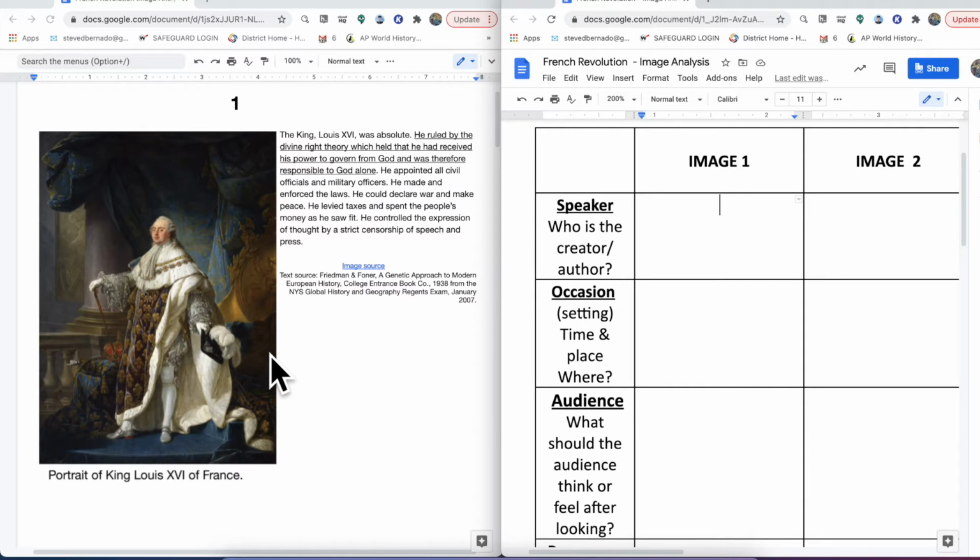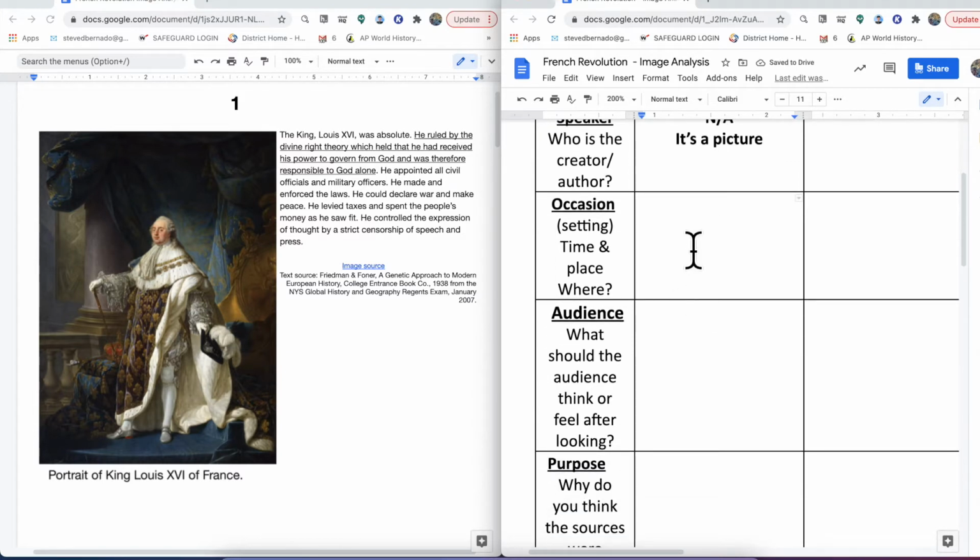So that's a textbook. Okay, number 1, who's the speaker? There is no speaker, so put N-A. That's not applicable. There is no speaker. It's a picture. Okay. Now the occasion, the time and the place. Well, this is France. Does it give a time? It does not give a time of when this was painted, so we know that this was painted in France. Okay. The audience, who would look at this picture.